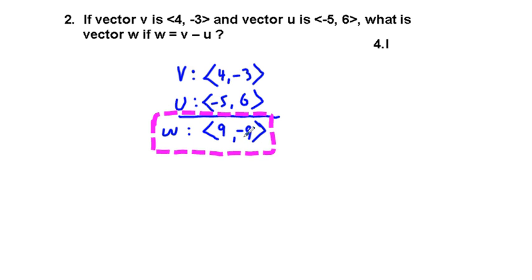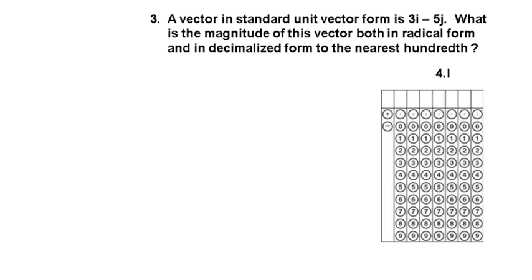We can find the magnitude of this vector also, but we're going to get a magnitude problem shortly, specifically problem 3. Problem 3: a vector in standard unit vector form is 3i minus 5j. Well, what is a standard unit vector? i is equal to the unit vector 1 comma 0, and j is equal to the standard unit vector 0 comma 1. Therefore our vector in component form is 3 comma negative 5.